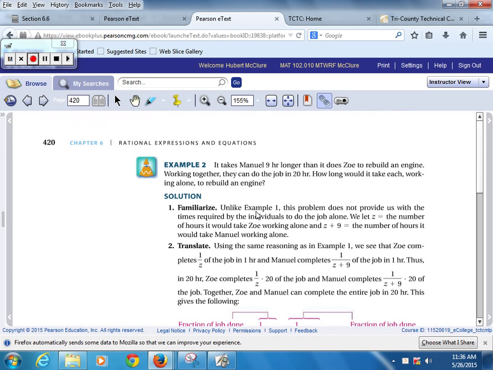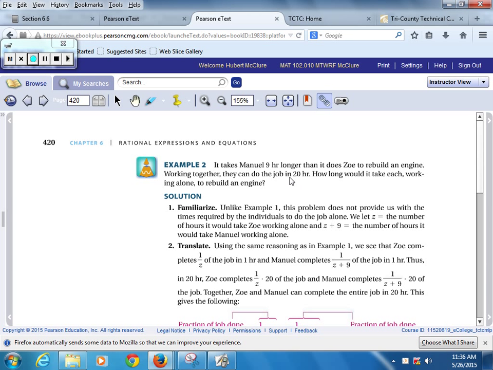Priority 1 message coming in. It takes Manual 9 hours longer than it does Zoe to rebuild an engine. Working together, they can do the job in 20 hours. How long would it take each working alone to rebuild an engine?